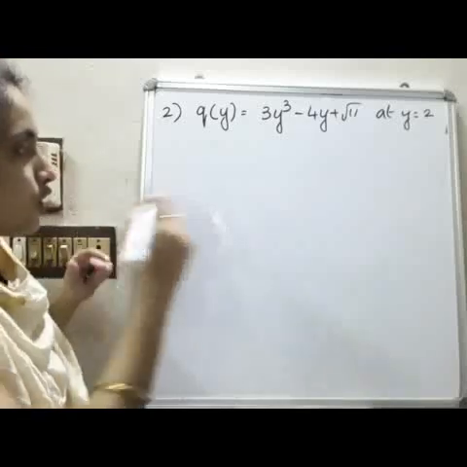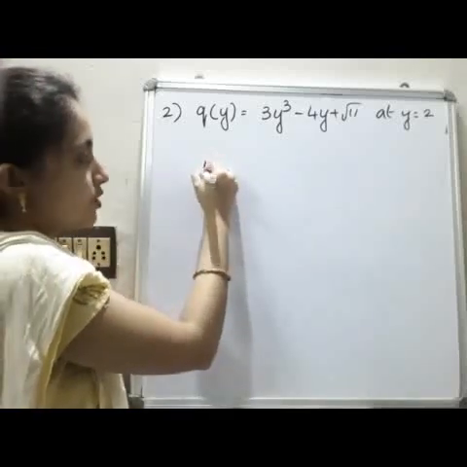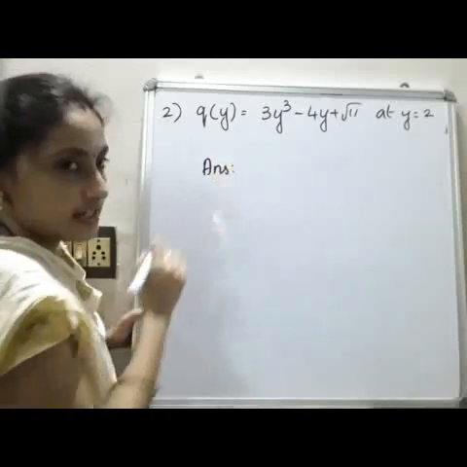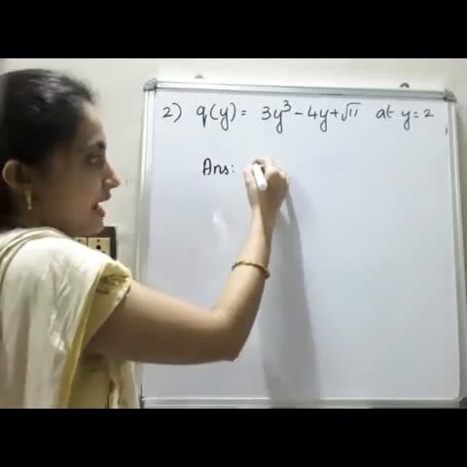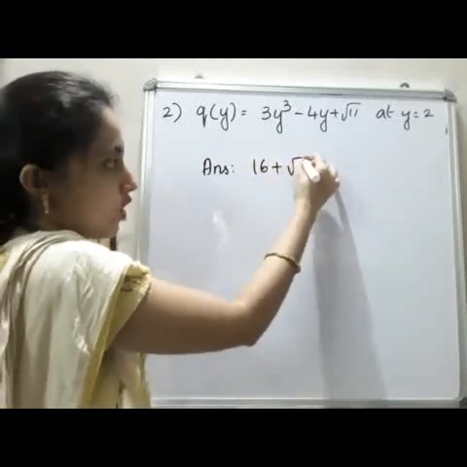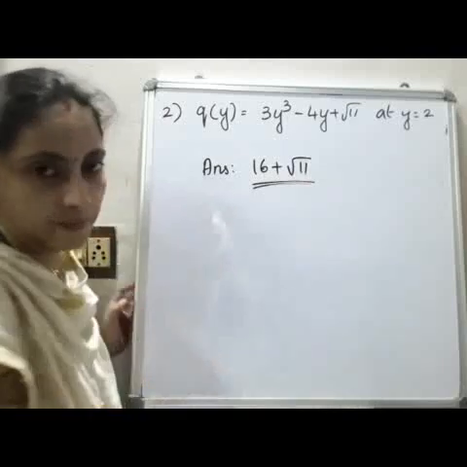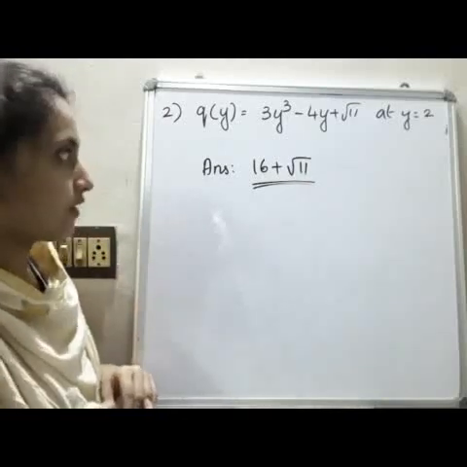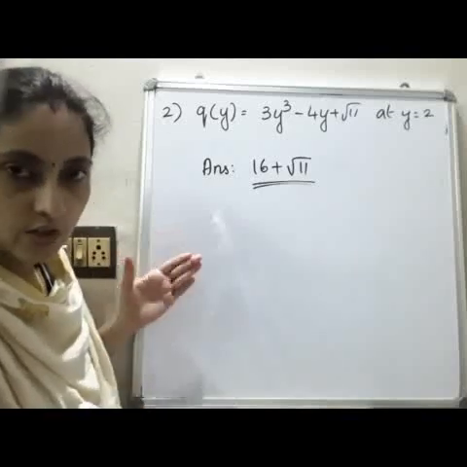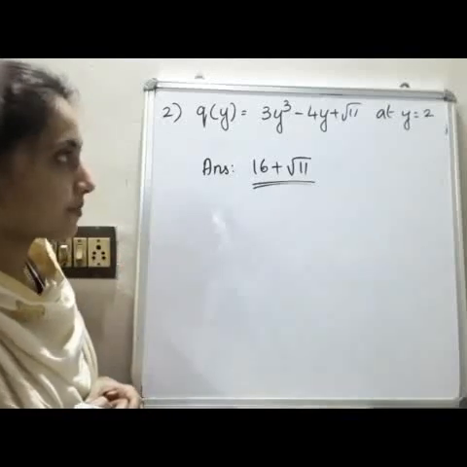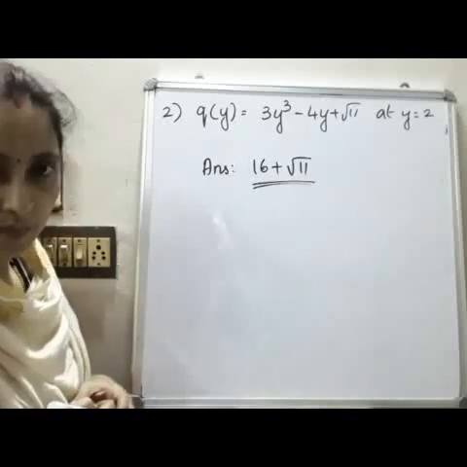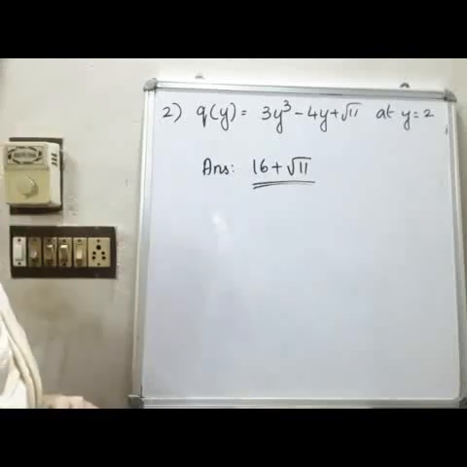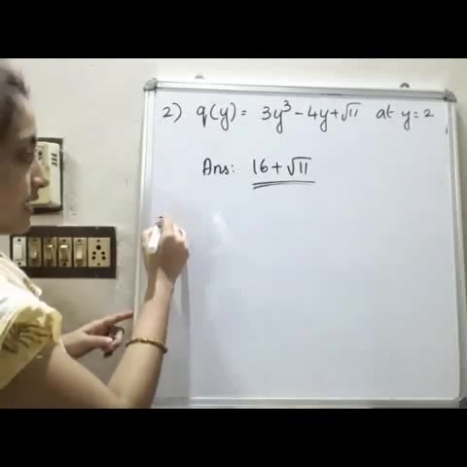So Q of 2 you have to find, and the answer you got as, so write only the answer, you have to do by yourself. Okay, answer is 16 plus root 11. You got the answer as 16 plus root 11. So please verify whether you got this answer or not. Do it by yourself. We'll move to the next question, third question.